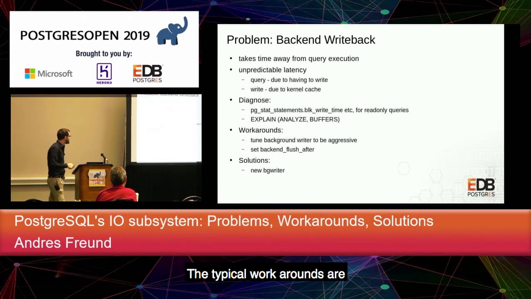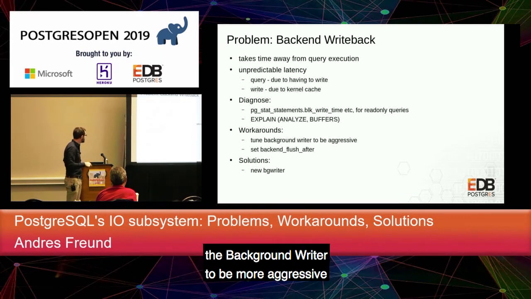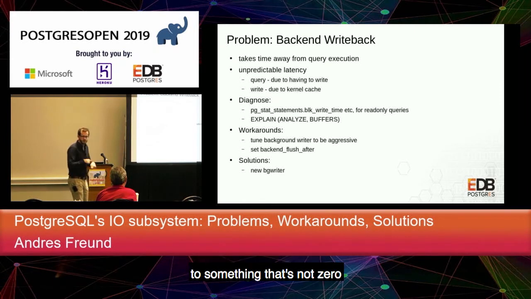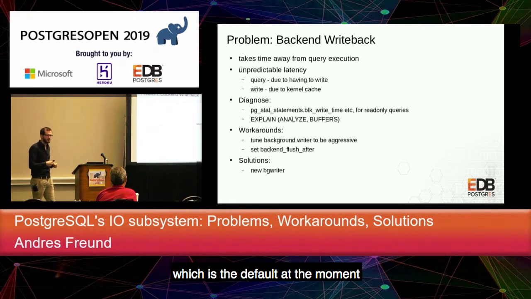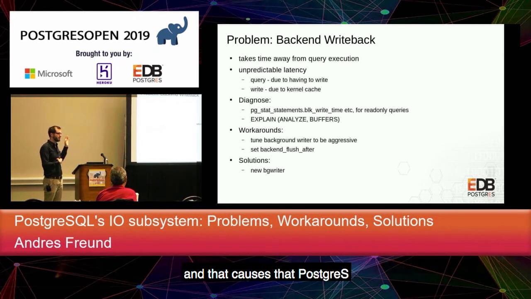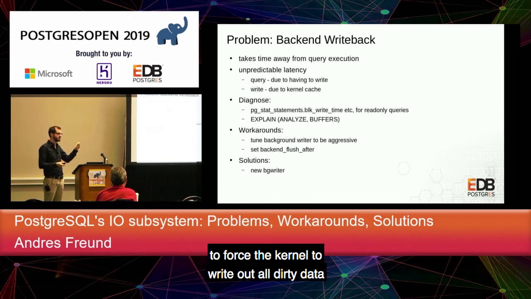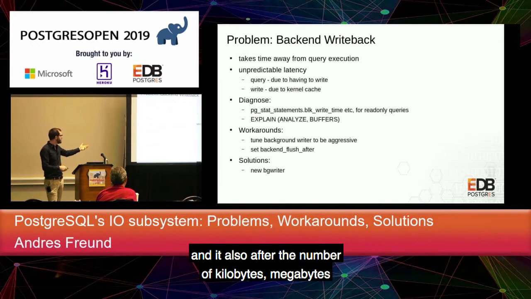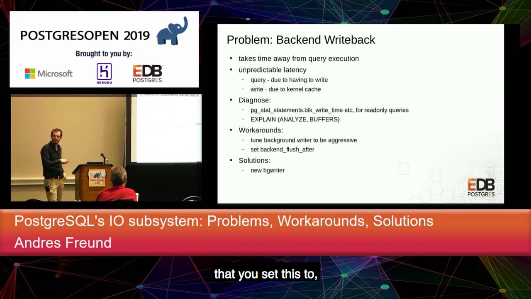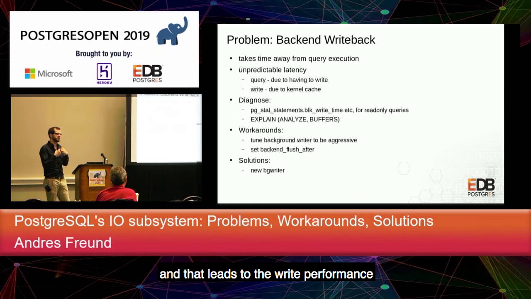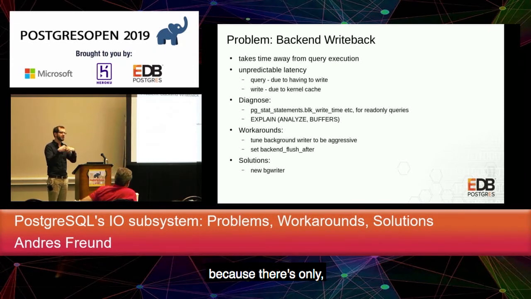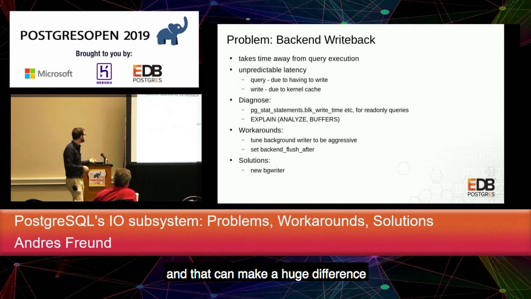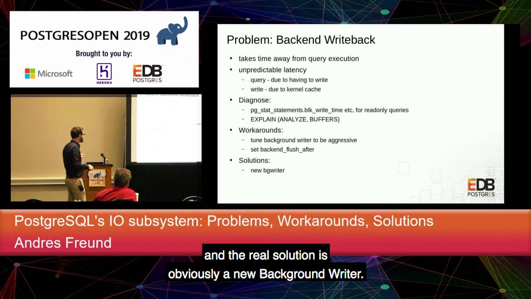The typical workarounds are that you make, as I said before, the background writer more aggressive, and that you set the setting backend_flush_after to something that is not 0, which is the default at the moment, and that causes Postgres to force the kernel to write out all dirty data that the specific backend has written, and it does so after the number of kilobytes or megabytes that you set this to. And that leads to the write performance being more predictable because there's a maximum of how much dirty data there is. And that can make a huge difference. And the real solution is obviously a new background writer.